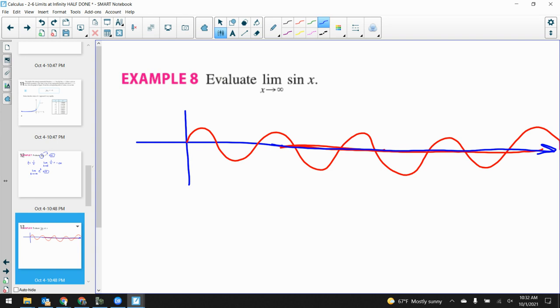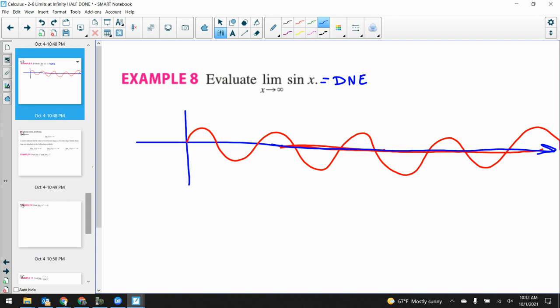So the limit as x goes to infinity of sine of x does not exist. So what I'm implying here, this is the first time that we've had an infinite limit not exist. It may not exist, and that's okay too. If it doesn't reduce down to one number or go up forever or go down forever, then it may not even exist.